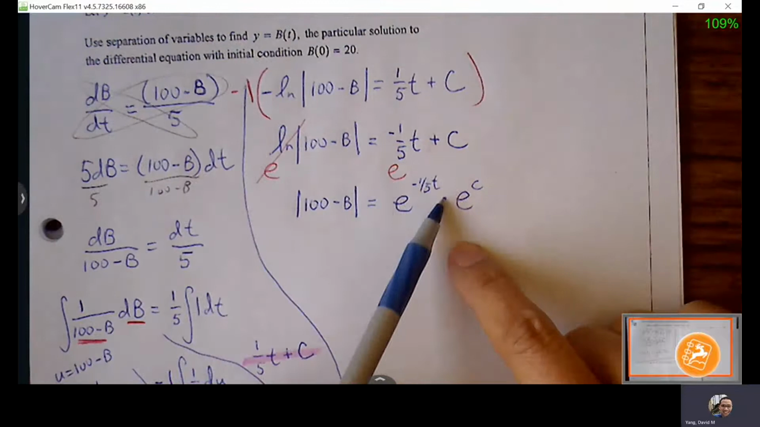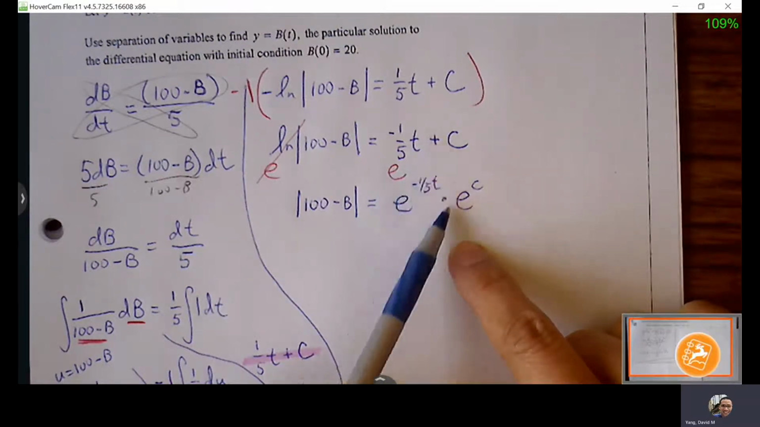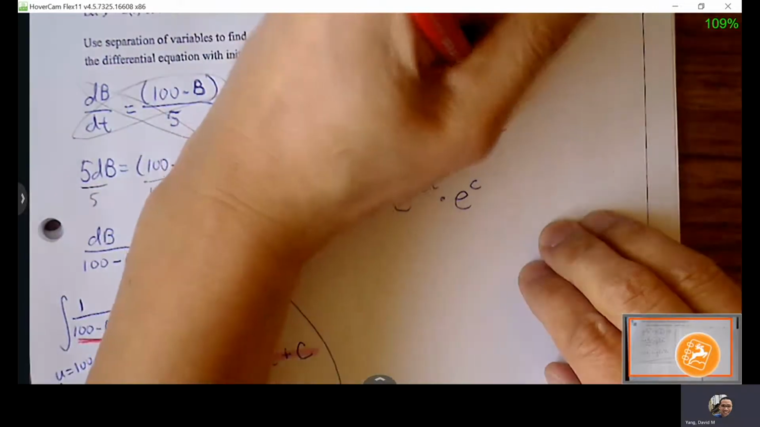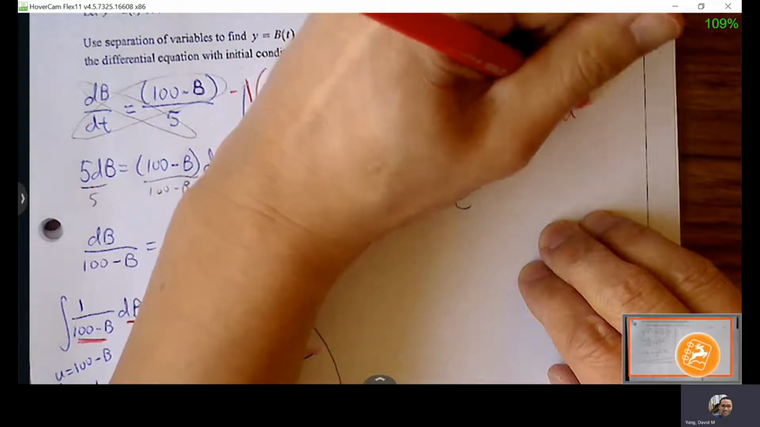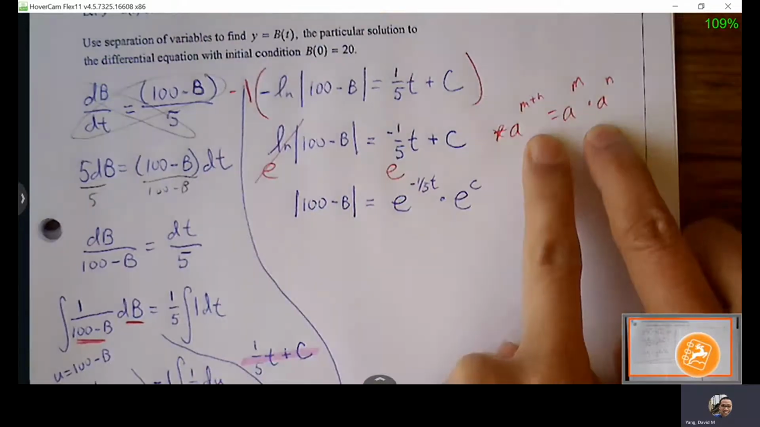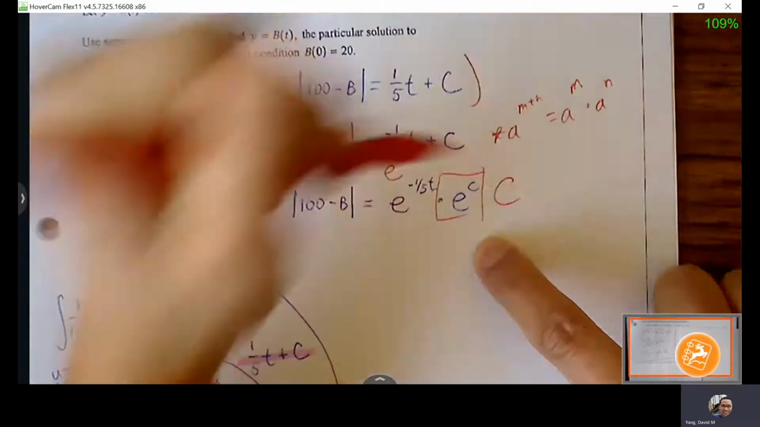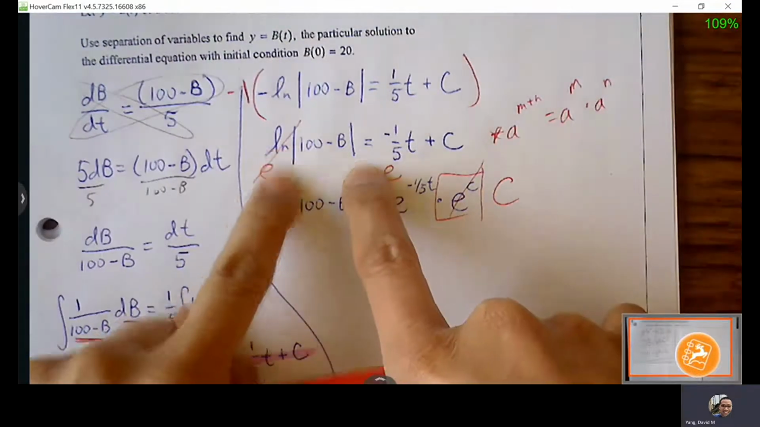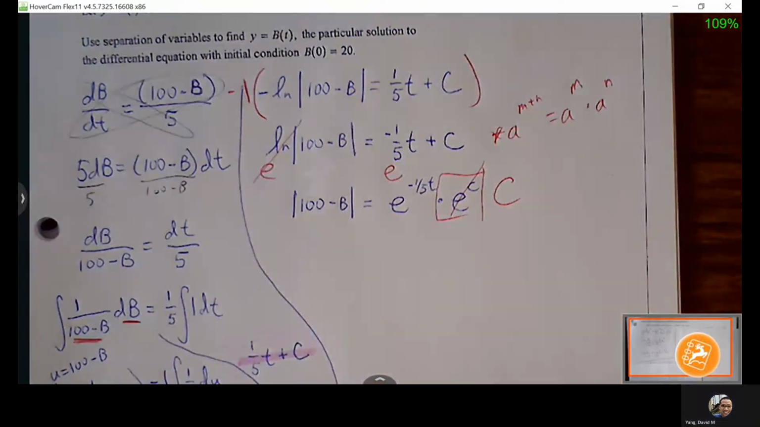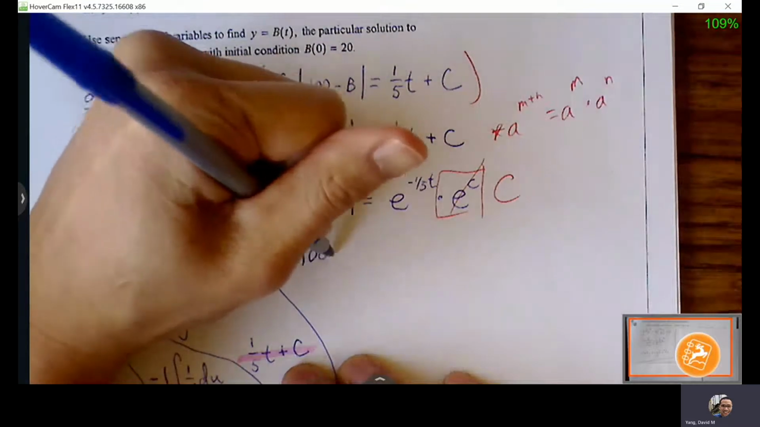So make sure that you understand that process. A lot of students want to bring that plus sign down, but we're using this property here, right? A to the m plus n is a to the m times a to the n. We're using this specific property here. Okay, and what do you know about e to the c? Just c is now being multiplied. So pull that c out in front, drop the absolute value. The c will take in the plus and minus. That's part of that process.